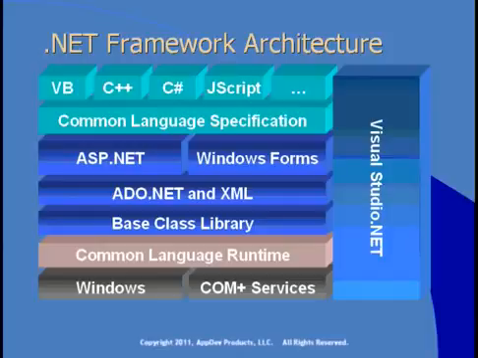On top of Windows sits the Common Language Runtime. The Common Language Runtime is a set of services that provide all the features we'll use when running .NET applications. On top of that is the base class library. The base class library is a set of classes that provide all the functionality that you can take advantage of in your .NET applications. Now, within the base class library, we have various groups of classes.